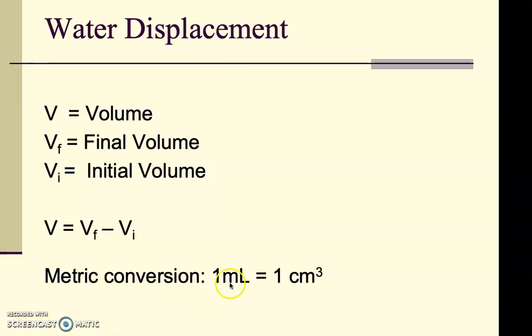Now, there's a final conversion if it's a solid object, because you're going to be using mLs. You can convert mLs to centimeters cubed, which is the volume of a solid object. You can't say a cube has mLs. A cube will have centimeters cubed. There's a specific unit that goes along with solids.